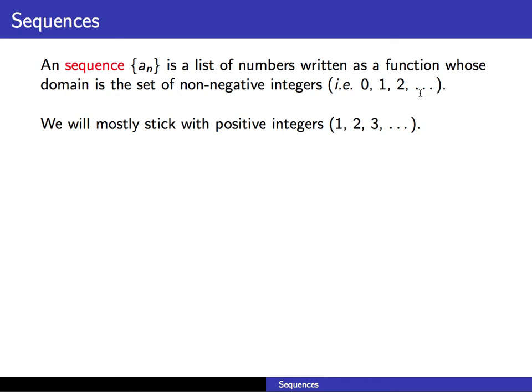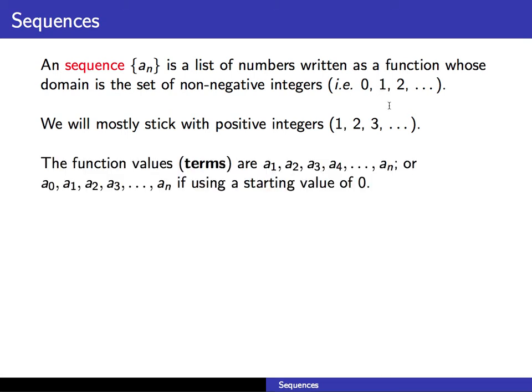So we'll mostly stick with positive integers, but we will see from time to time, starting with a value of 0. One of the benefits of starting with a positive integer is the first term is what you get when you plug in x equals 1. The second is what you get when you plug in x equals 2. If you start at 0, then the first term is what you get when you plug in a 0. Then the second term is what you get when you plug in a 1. So it's that offset by 1.